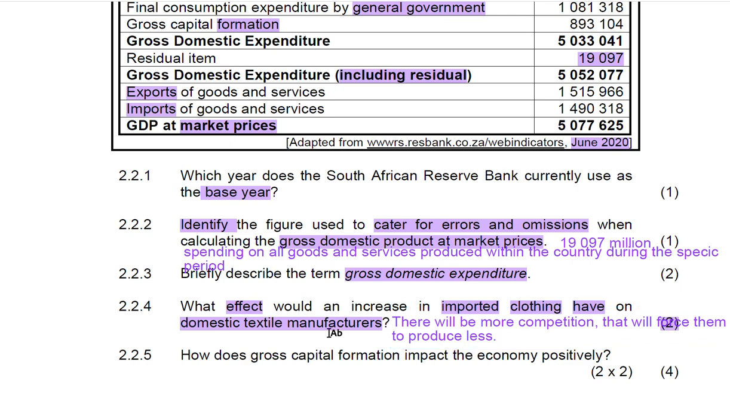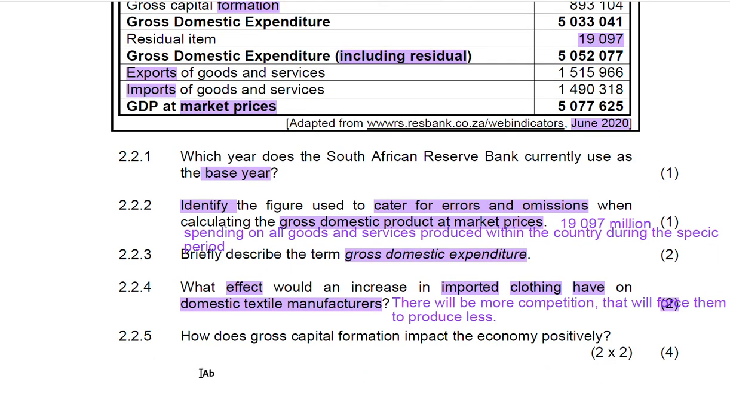However, you need to choose, based on what I've stated, which one you like. I'm just giving you one because in this case you are only going to get 2 marks, and for 2 marks you need to explain only one thing. So you can talk about the market share, the loss of sales, and the reduction of profit. You can talk about the competition. You can also talk about the quality improvement. So depending on what you feel comfortable with. But I have given you what I would have said, should I be the candidate writing the 2021 exam: there will be more competition that will force them to produce less.